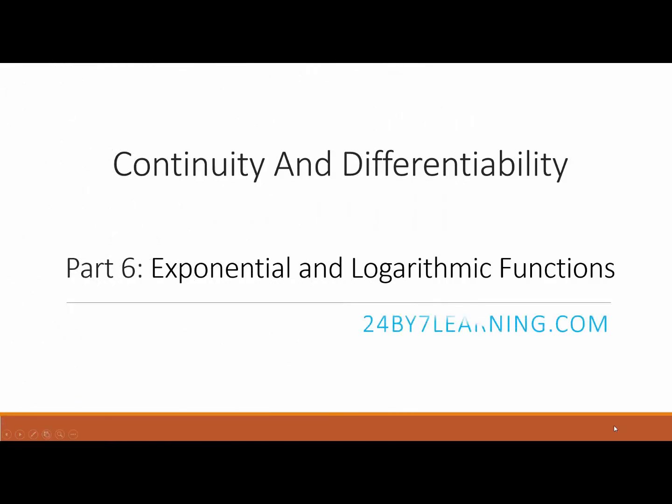Hi there. In our last section, you learned how to find the differentiation of an inverse trigonometric function. We also did some problems related to inverse trigonometric functions. In this section, we are going to learn what exponential and logarithmic functions are and how to differentiate them.